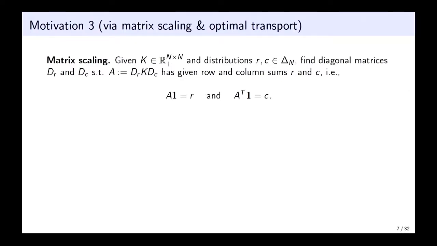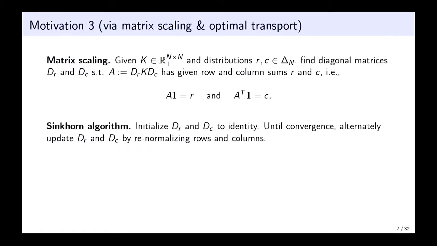If you want, just for concreteness, think about the case when R and C are the uniform distribution. Essentially, what you're trying to do is, given a non-negative matrix, rescale it with diagonal scalings in such a way that it's doubly stochastic. It's a very well-known problem. There's a famous algorithm for doing this, the Sinkhorn algorithm. So what is the Sinkhorn algorithm? Essentially, you iteratively rescale rows and columns.